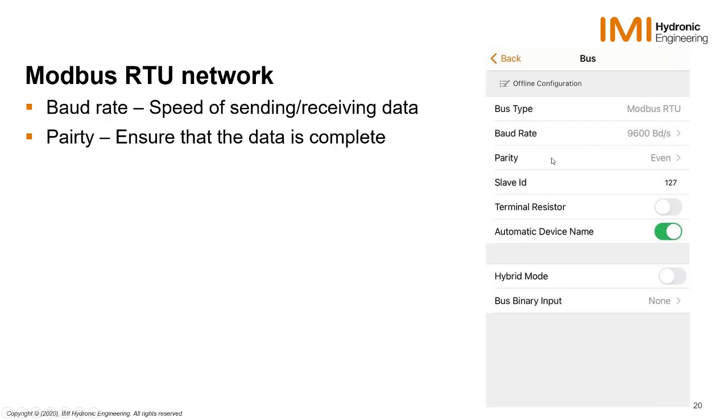The second thing is the parity. This is just to ensure that the data package that is sent is complete. When you're sending these data packages with Modbus, you have something called a parity bit at the end of this package, just to make sure that all the data was sent correctly. So it's just a way for the network to control that the signals are sent and received properly.